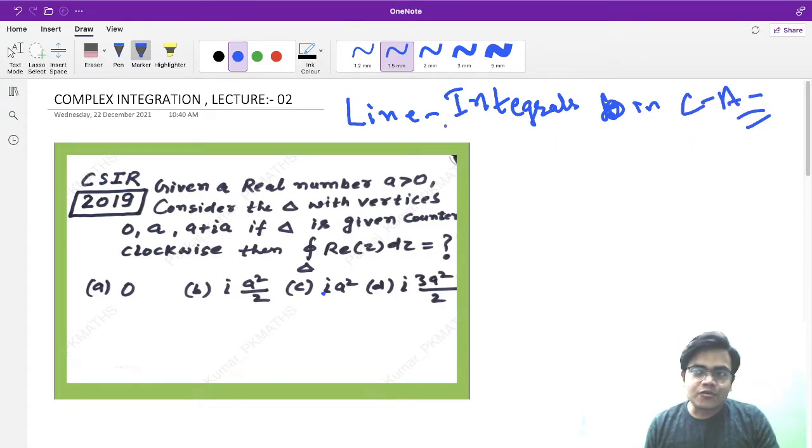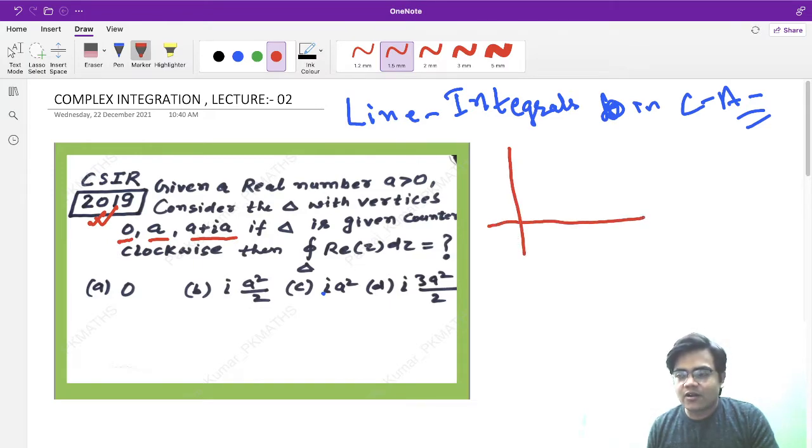All right. And do you know what is the beauty of this lecture? Yes, we are going to introduce you to a line integral with the help of a CSIR NET 2019 question. So this is the beauty. Okay, so let's read the question. Given a real number a greater than 0, consider the triangle with vertices 0, a and a plus iota a. Okay, so a beautiful triangle is over here.